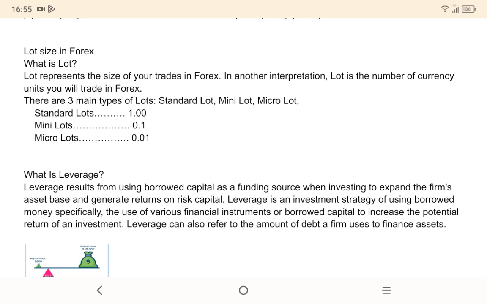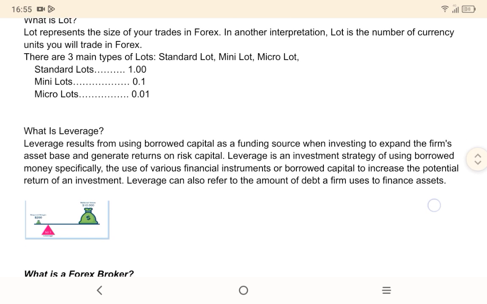When we talk about the standard lot size, that is for the big players of the market. We talk about people that have huge funds in the market. When we talk about $10,000, $20,000, $50,000, those are the people that use the standard lot size.